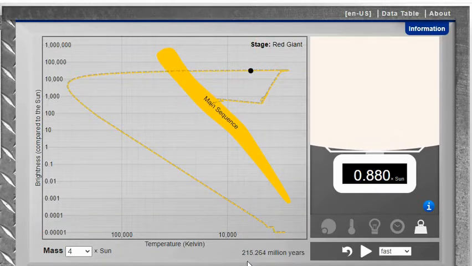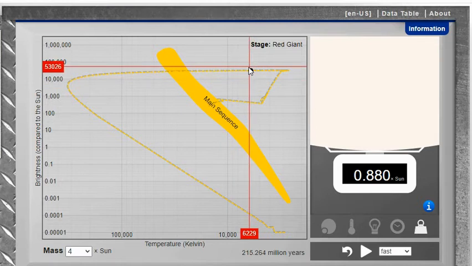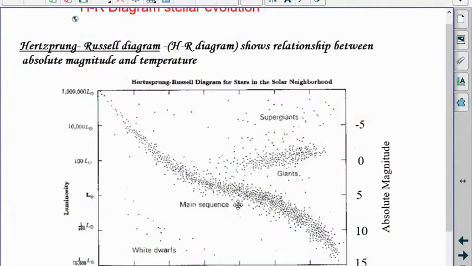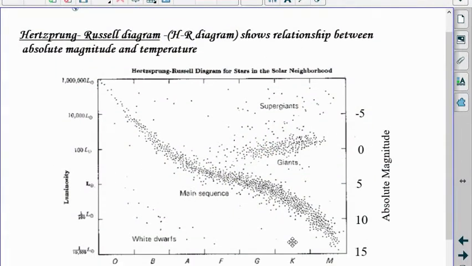That was only 215 million years to get to where it was just about to blow up. Okay, so I just want to show that quickly just to show you the change in mass. And again, kind of looking at an HR diagram, main sequence fusing hydrogen into helium. As they get older, they become a giant or a supergiant where they're fusing helium into other elements.